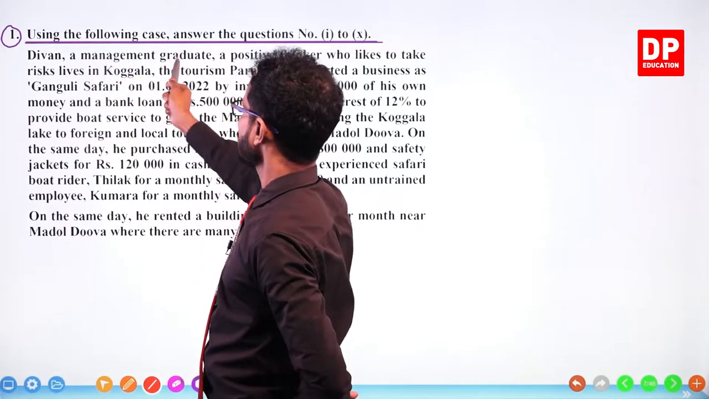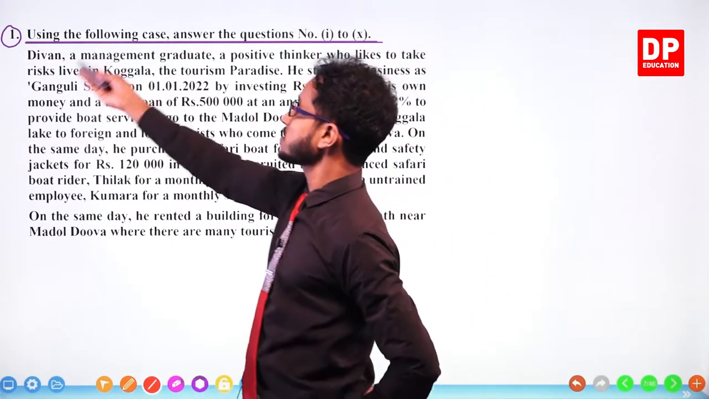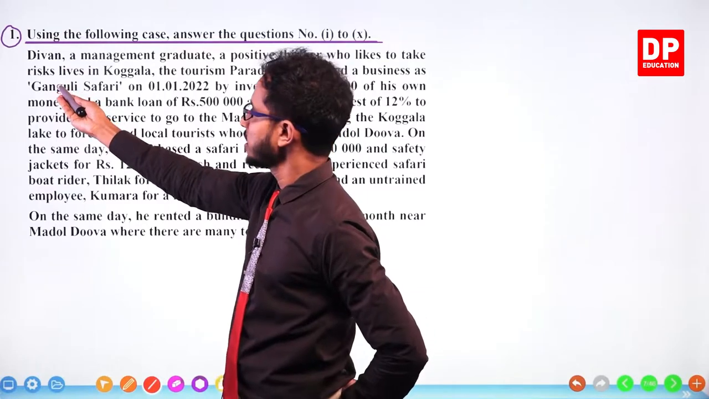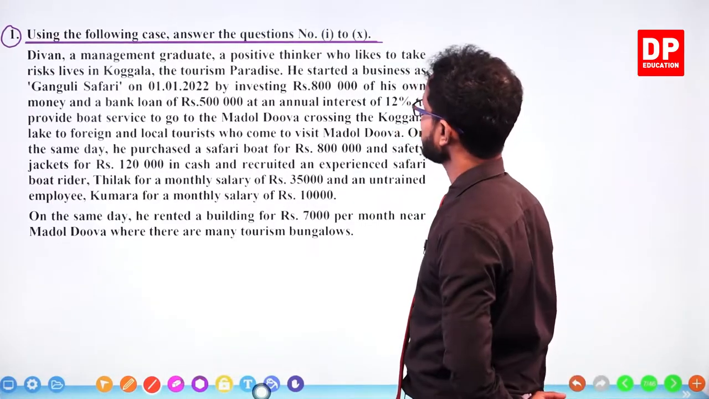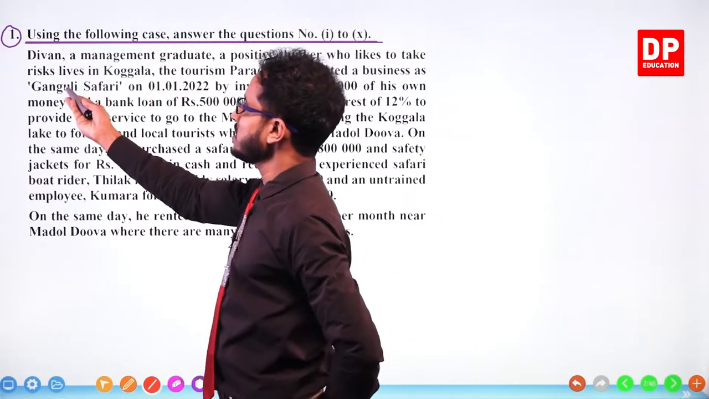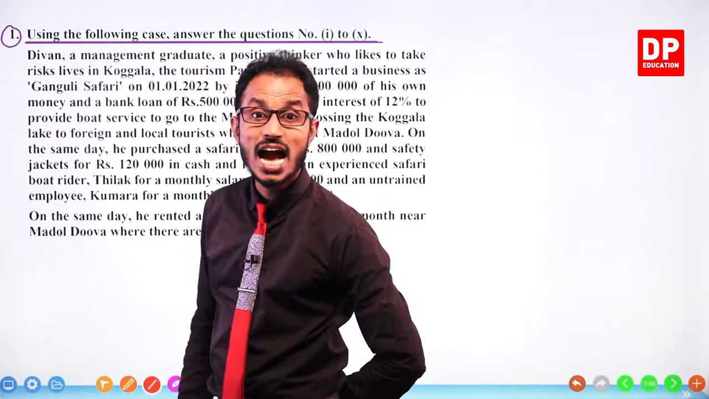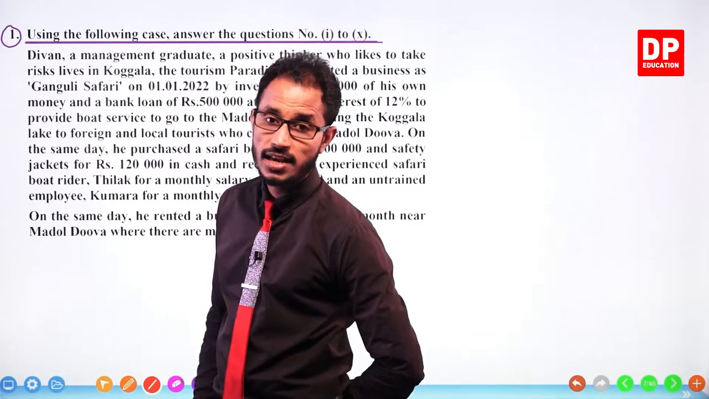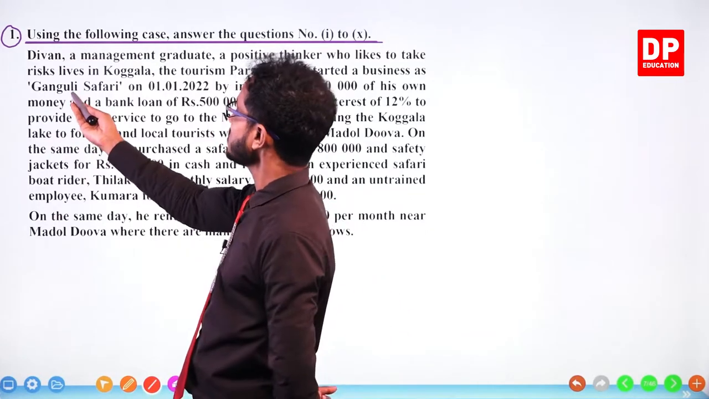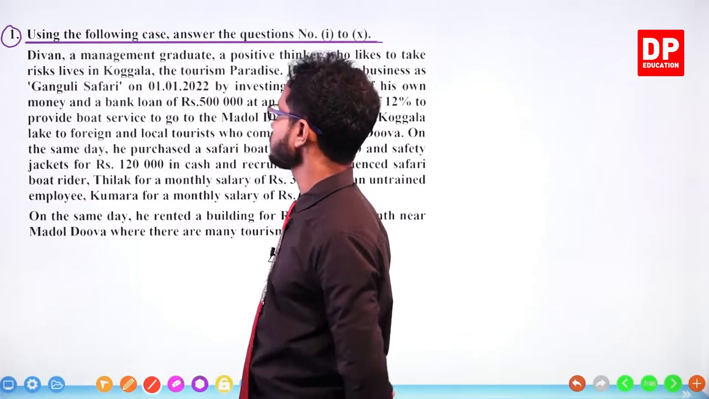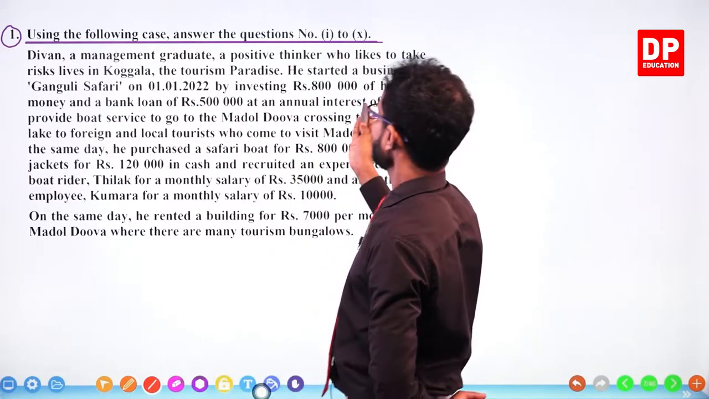Devan, a management graduate, positive thinker. Wow. Likes to take risks. Lives in Koggala, tourism paradise. Interesting. Started a business. Name is Ganguly Safari. On 1st January 2022, by investing 800,000, his own money, and a bank loan of 500,000. Interest rate is 12%.